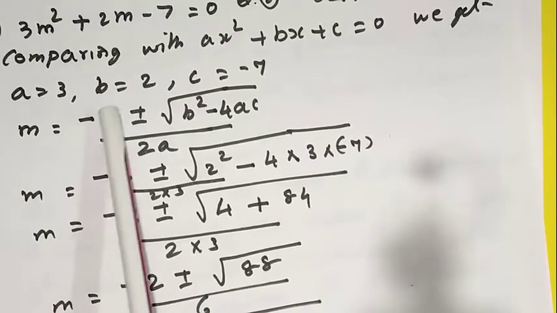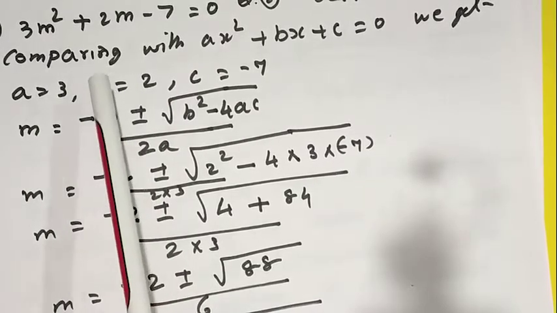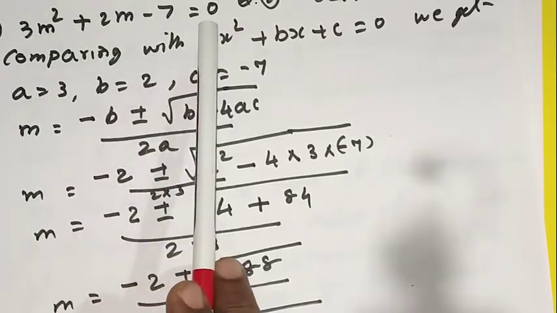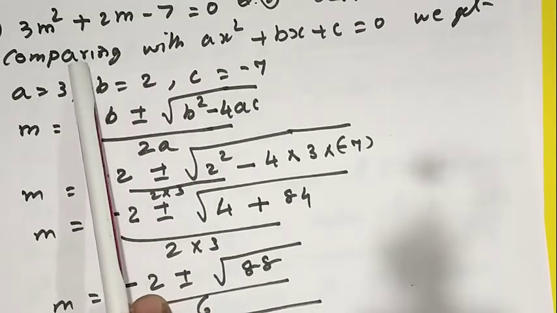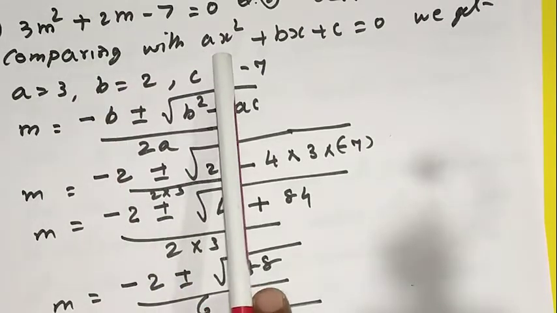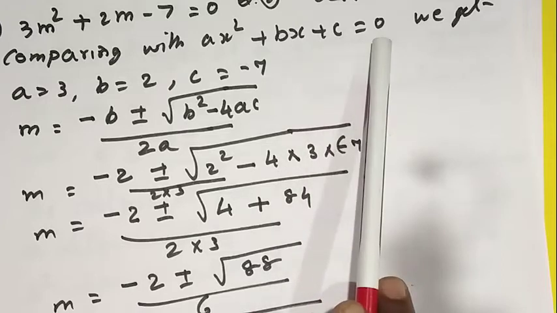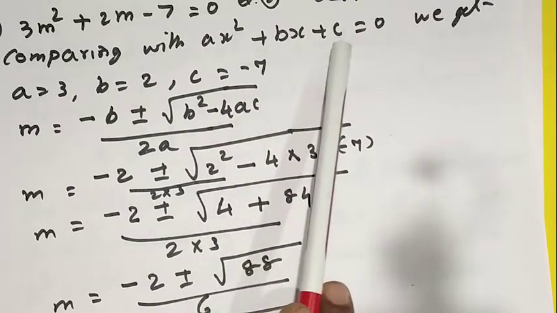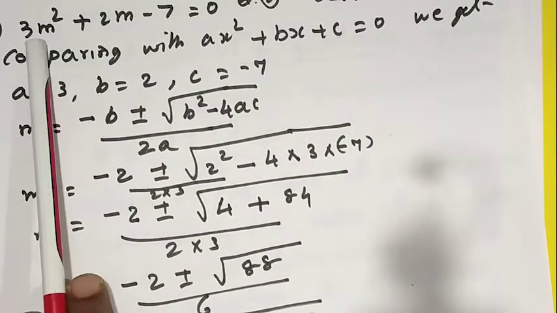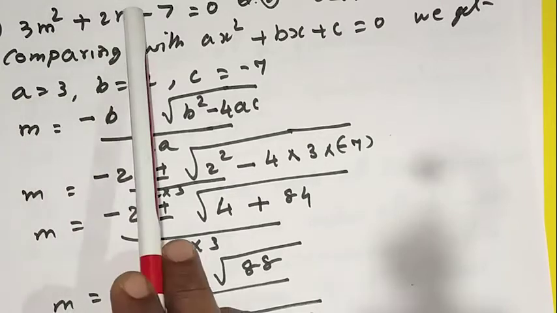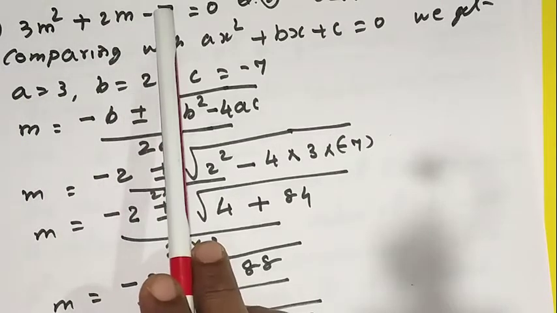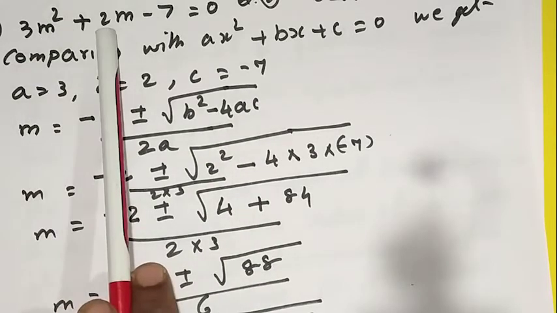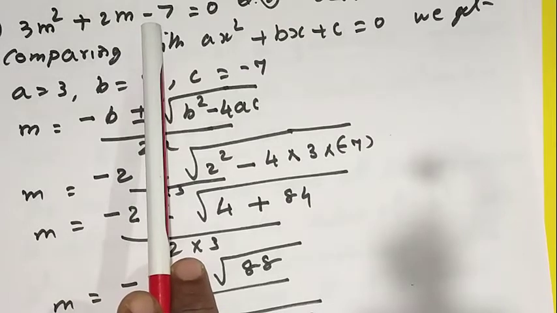Let us solve one quadratic equation using the formula. Let us revise one question. 3m square plus 2m minus 7 equal to 0. So, first step is comparing this equation with ax square plus bx plus c equal to 0. What do we get then? When we compare with ax square plus bx plus c equal to 0, we get the coefficient of m square is a, the coefficient of m is b and the constant term with the sign is c. So, a is equal to 3, b is equal to 2 and c is equal to minus 7.